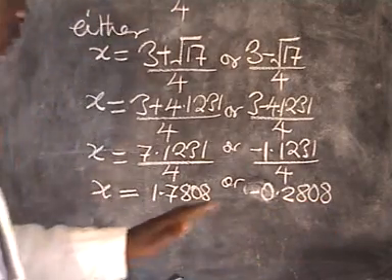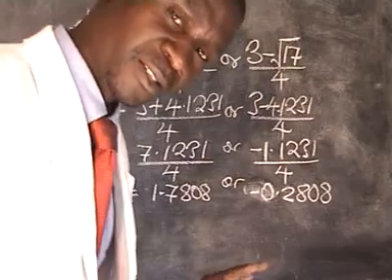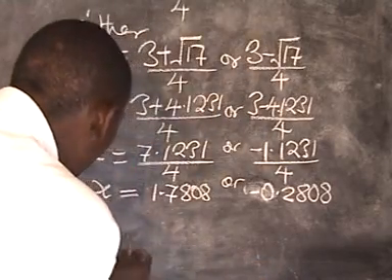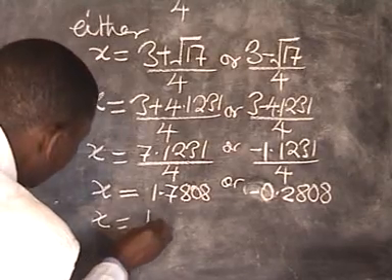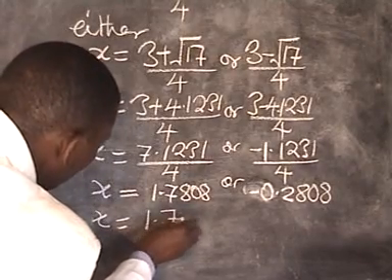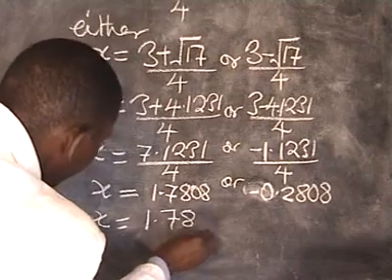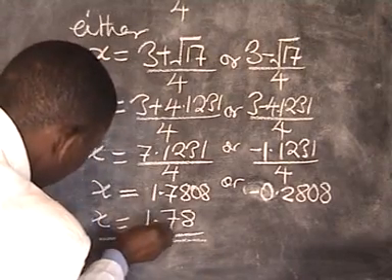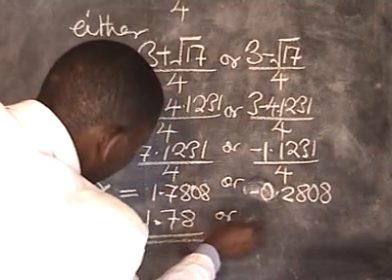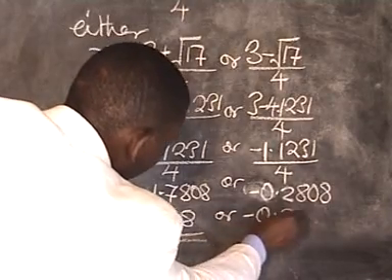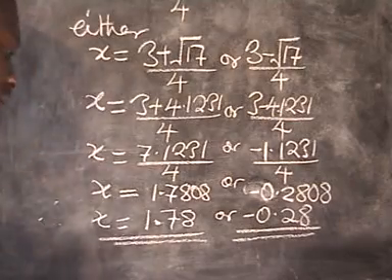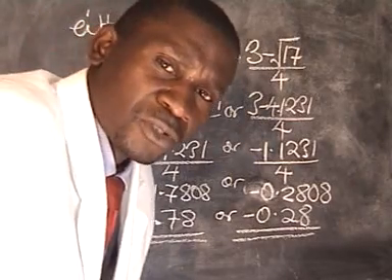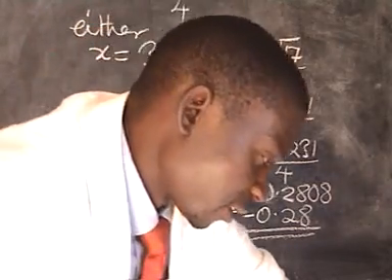Now you should not leave the answer like that. Since this is in paper 2, then you have to say therefore x is equal to 1.78 to 2 decimal places, meaning 2 numbers after a decimal point, or negative 0.28. Just like that. This is how this quadratic equation was supposed to be solved.